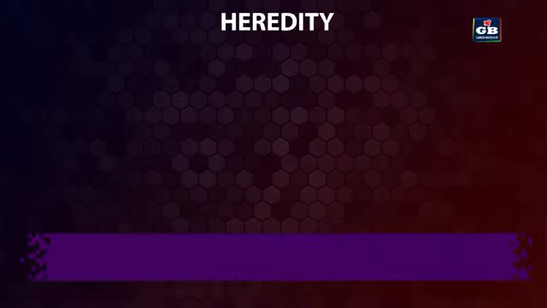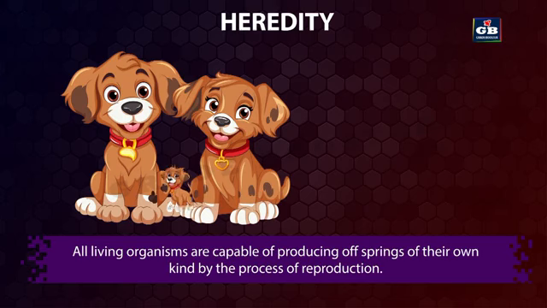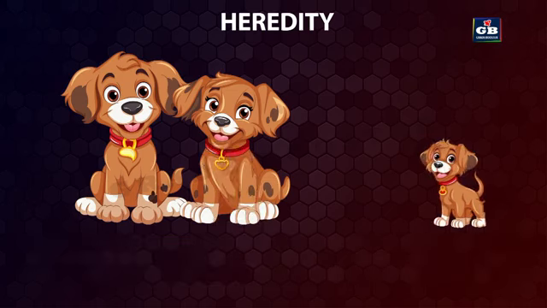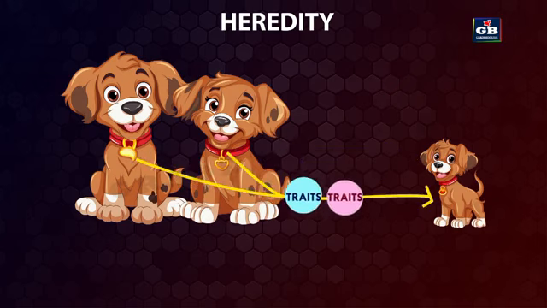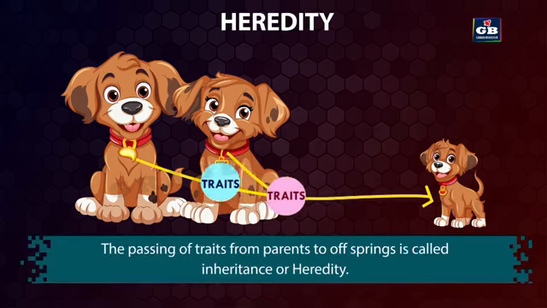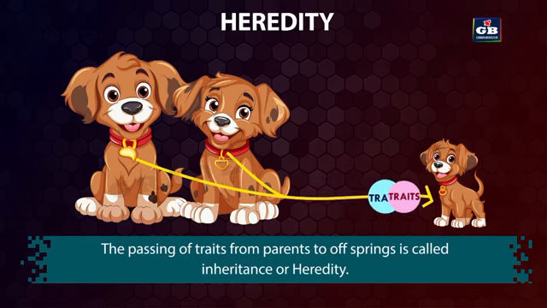Heredity. All living organisms are capable of producing offsprings of their own kind by the process of reproduction. The offsprings are similar to their parents because the characters or traits of the parents are transferred to the offsprings during the process of reproduction. This passing of traits from parents to offsprings is called inheritance or heredity.